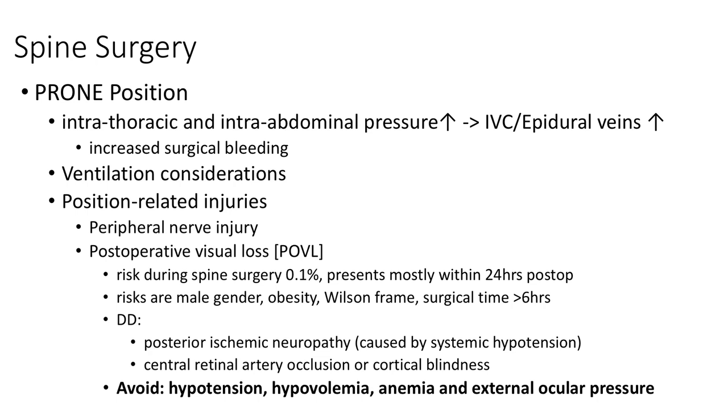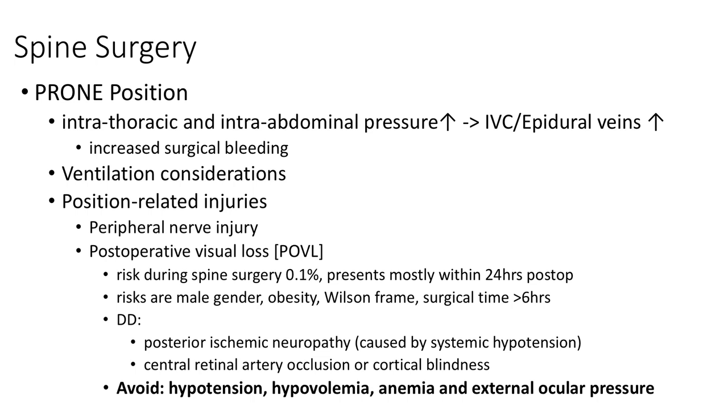Only based on prone position, your intrathoracic and your intra-abdominal pressure increases. Therefore, IVC and the epidural veins are increased. That also promotes increased surgical bleeding. Especially in patients with higher BMI in prone position, you have to come up with a plan to facilitate ventilation and allow diaphragmatic movement.